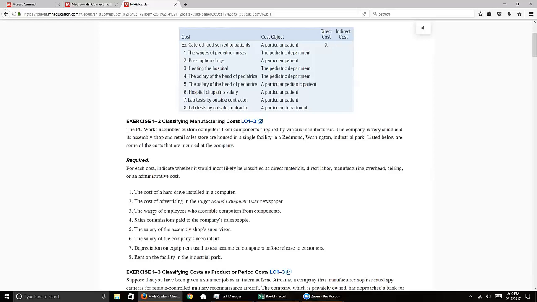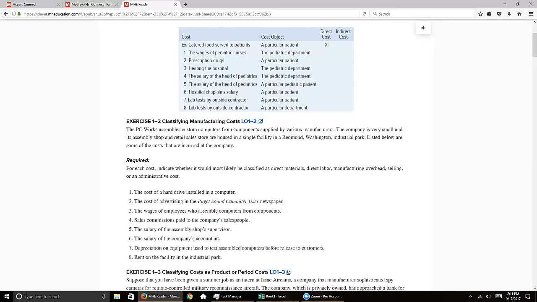The third one here, the wages of employees who assemble computers from components. Okay, so wages right off the bat, we know that's some kind of product cost, right? Because these people in particular are involved in our production process. So it has to be one of our manufacturing costs. And then our question becomes, well, is it direct labor or is it indirect labor, which becomes part of overhead?